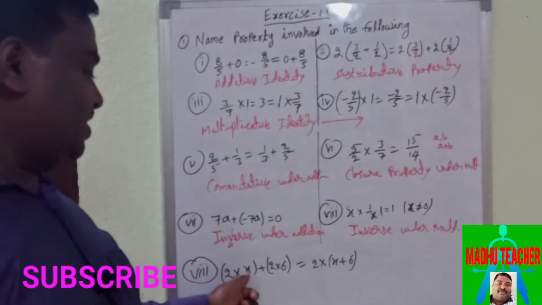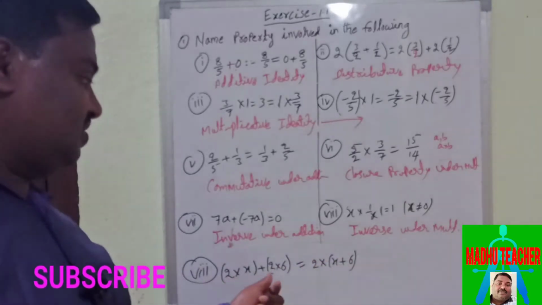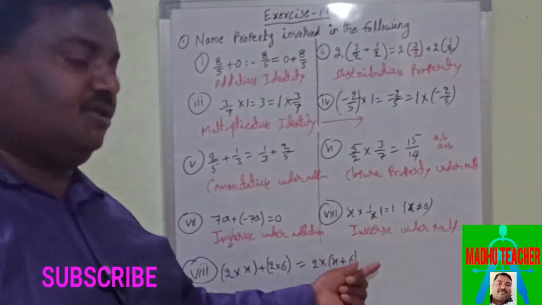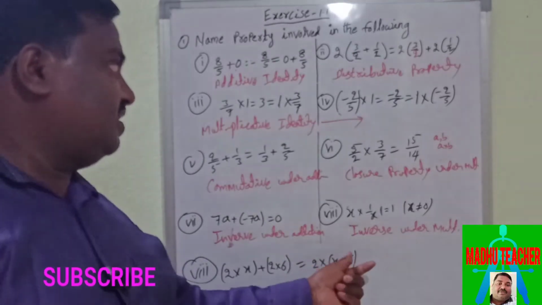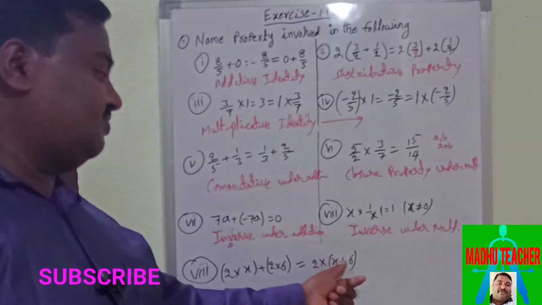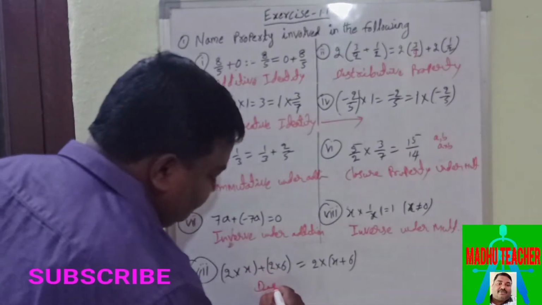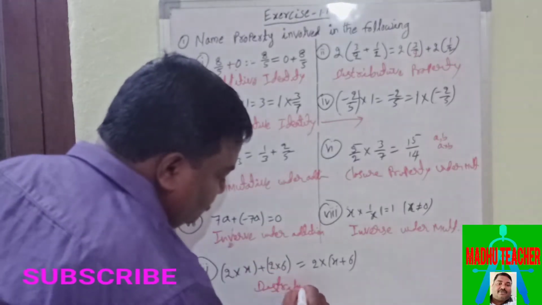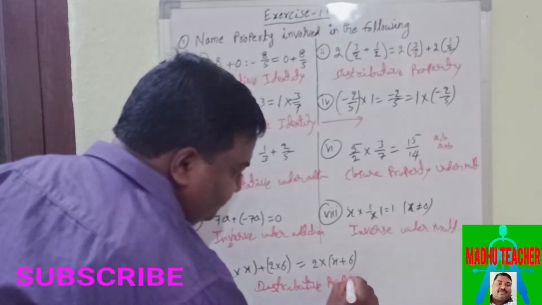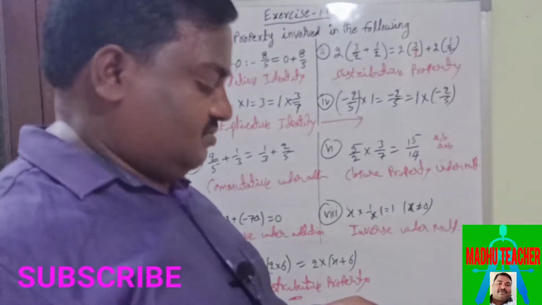So this is inverse under multiplication. Next one is 2 into x + 2 into 6 = 2 into (x + 6). Just it is 2 into (a + b), a into (b + c), so a into b + a into c. 2 into x + 2 into 6. So it is distributive property. Okay. So like this we can identify the properties.